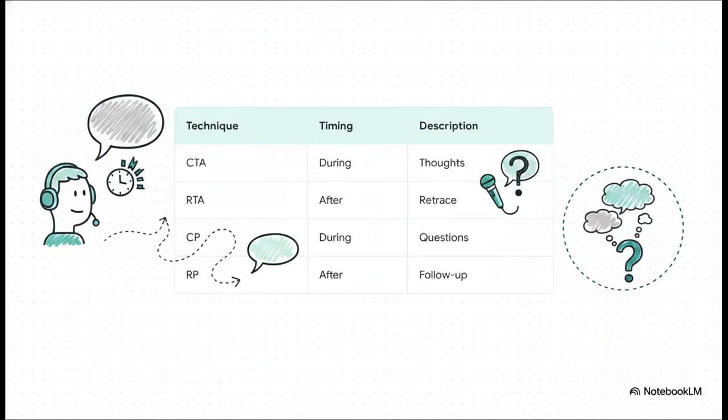When you're actually sitting there moderating the test, you've got 4 distinct techniques to figure out what the user is thinking. You can use concurrent think aloud to hear their raw thoughts in real time as they work, or retrospective think aloud to have them retrace their steps after the fact so you don't interrupt their flow. As the facilitator, you can also jump in with concurrent probing, asking direct questions the second they do something weird, or retrospective probing, where you save all your follow-up questions for a big debrief at the very end.